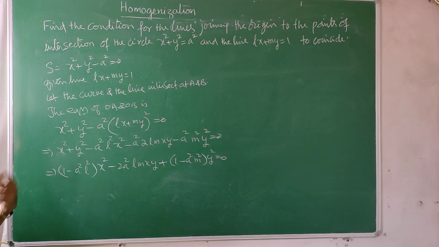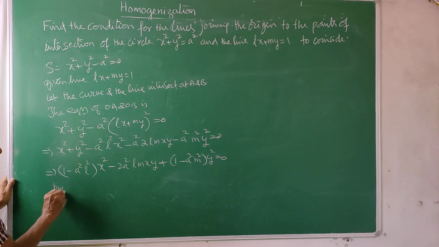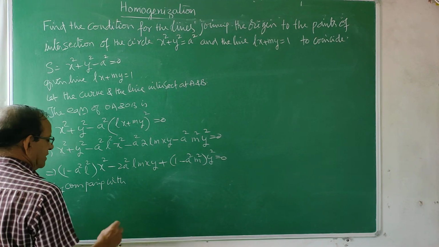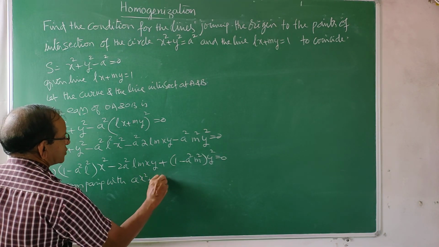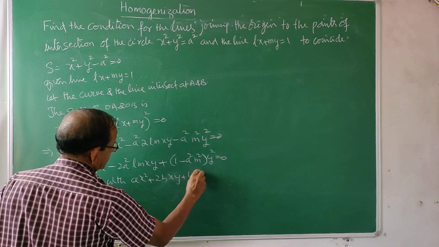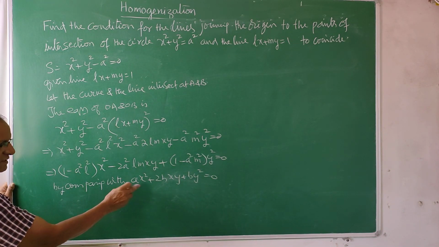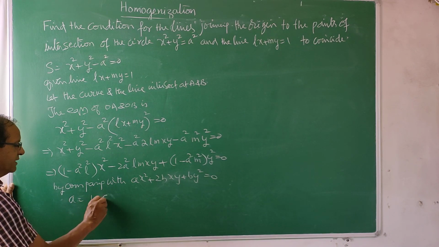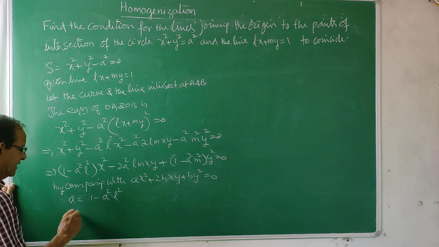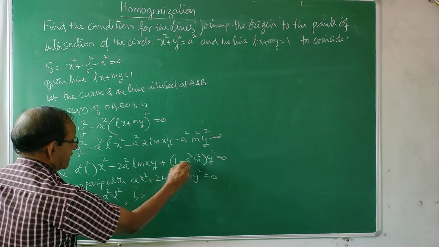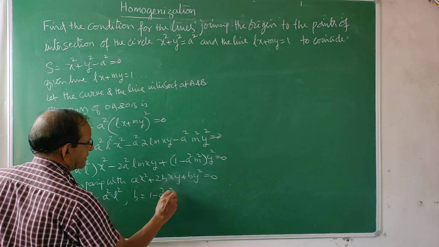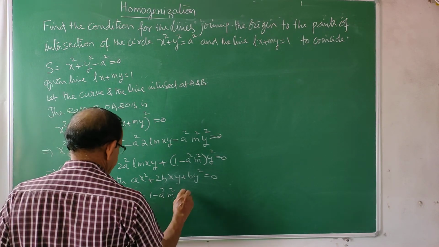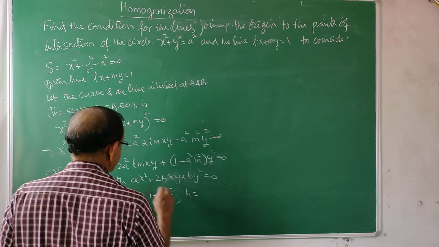Now by comparing with the general equation ax square plus 2hxy plus by square is equal to 0. A means this is A in the general equation, but this A is different from this A. A is equal to 1 minus a square L square and B is equal to 1 minus a square m square, and 2h is minus 2a square Lm. So h is equal to, remove that 2, minus a square Lm.